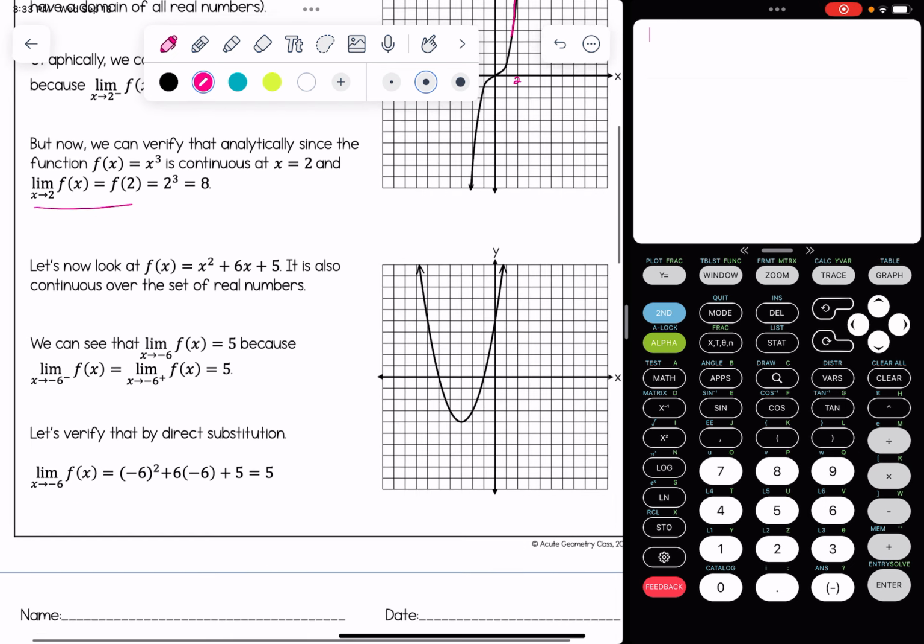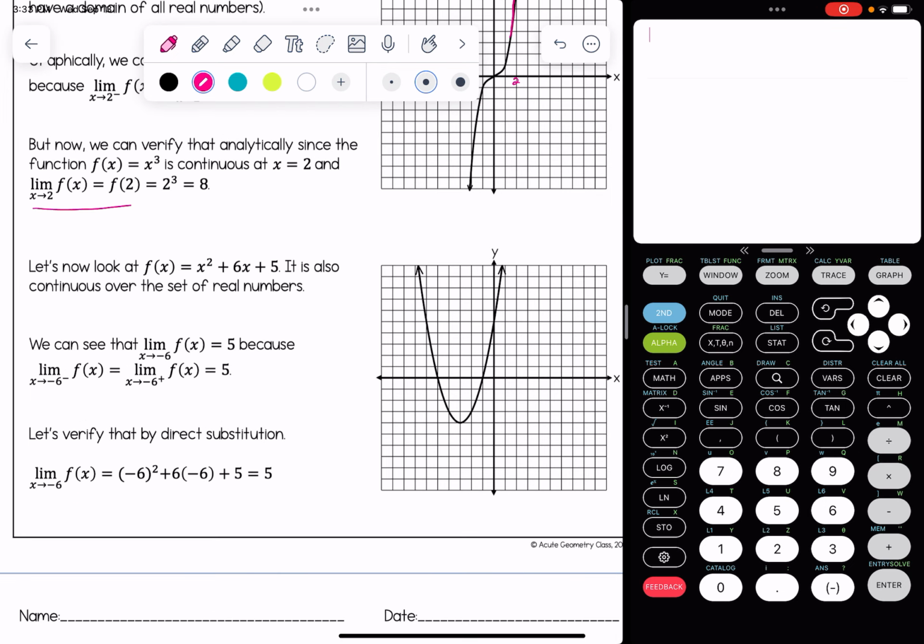Let's now take a look at f of x equals x squared plus 6x plus 5. This polynomial function is also continuous over the set of real numbers. And we can observe by the graph here that the limit as x approaches -6 is equal to 5 because the left-hand limit and the right-hand limit are both equal and they both equal 5. Notice here's our left-hand limit, the right-hand limit, they're both approaching 5.